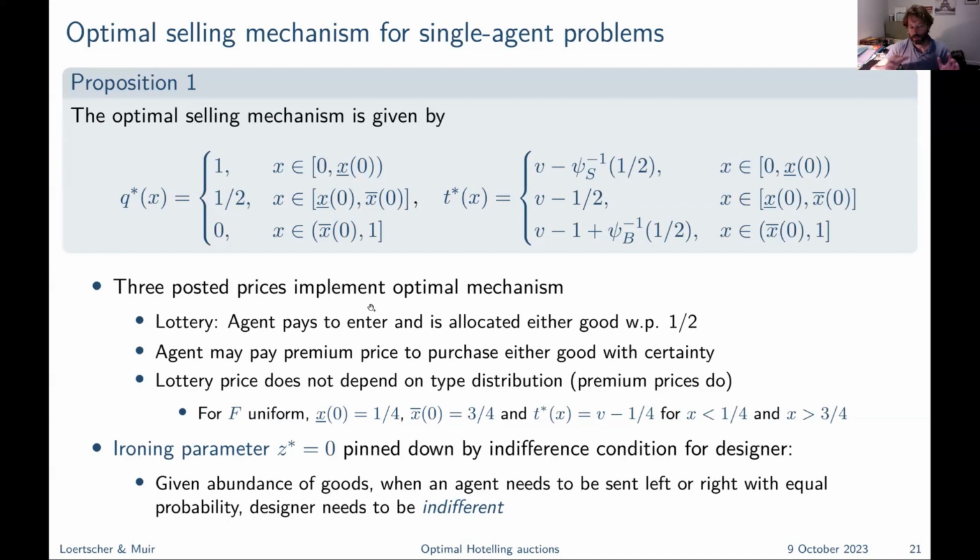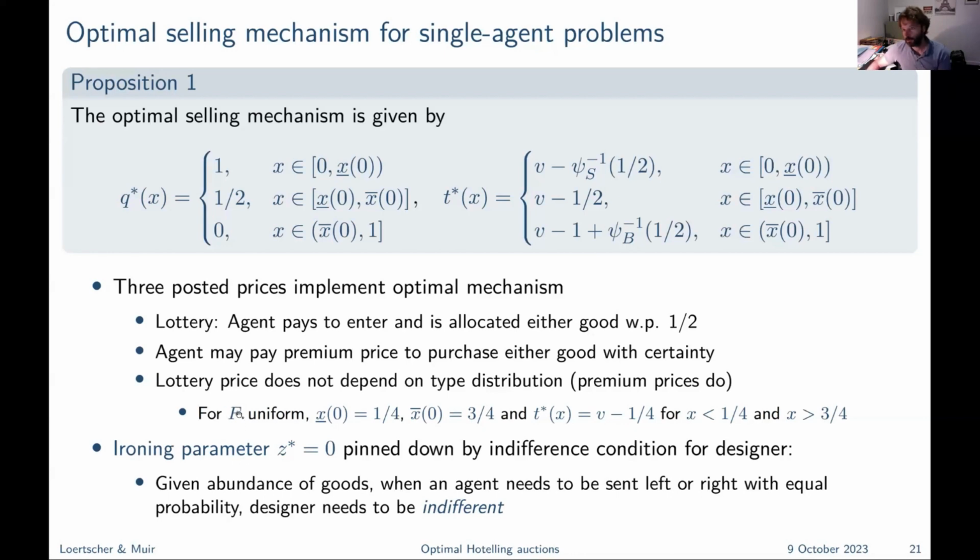And so the agent who enters the lottery pays V minus 1/2 and gets a utility of 0. If you get the premium product, you pay V minus psi S inverse of 1/2, if you get the 0 product, and if you get the 1 product, you pay this price here. The lottery price by construction does not depend on the distribution, because it only hinges on the 50-50 lottery and your transportation cost, which is linear. And so the lottery price will always be V minus 1/2. But the premium prices depend on the distribution.